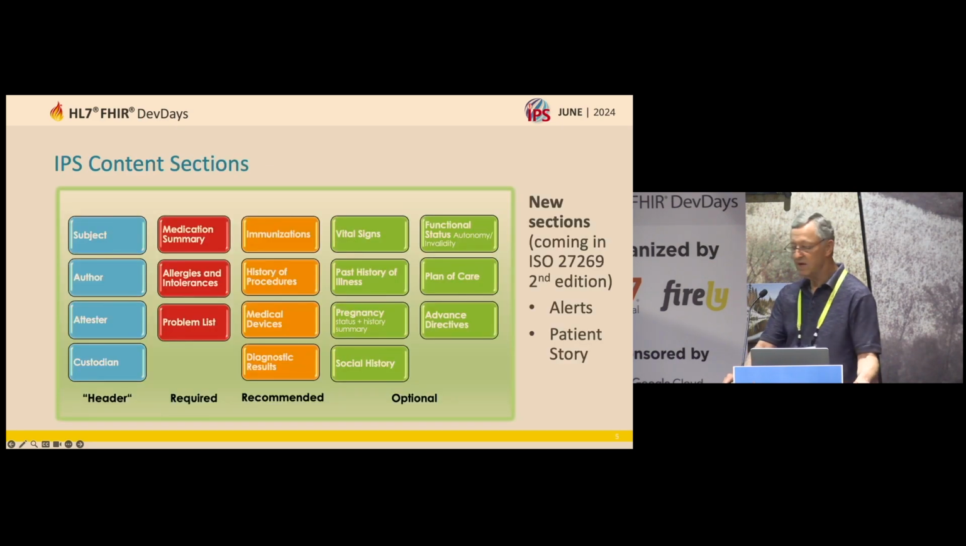All right, and again, James showed this slide yesterday too, which has the basic content sections of IPS, kind of what we cover. We've got some basic header information, demographics and all of that. And then we have the required sections of medications, allergies, and problems, and then some recommended sections which include kind of important things like immunizations and laboratory diagnostic, other imaging and laboratory test results and other things. And then we have a number of other optional sections.